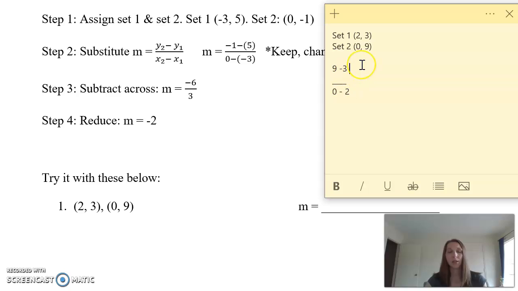Okay, so I can subtract. What is 9 minus 3? 9 minus 3 is 6. And 0 minus 2 is negative 2. Okay, can I reduce 6 over negative 2? Yes. 2, 4, 6. How many groups of 2 does it take to get to 6? 3. Is it negative or positive? Well, how many signs do I have that are negative? 1. That leaves me with a negative. So step 4 reduces to m equals negative 3.